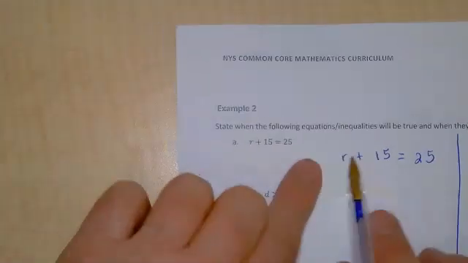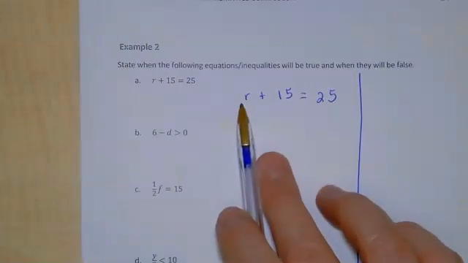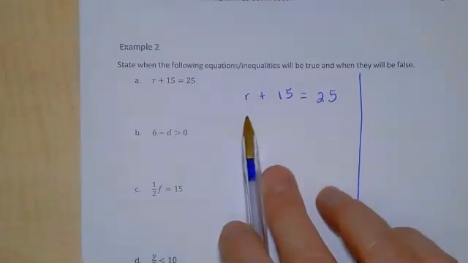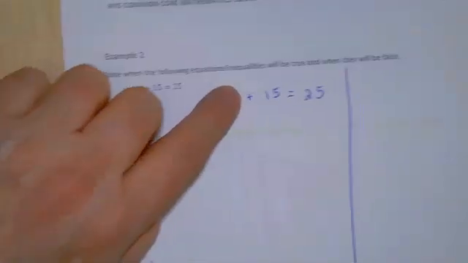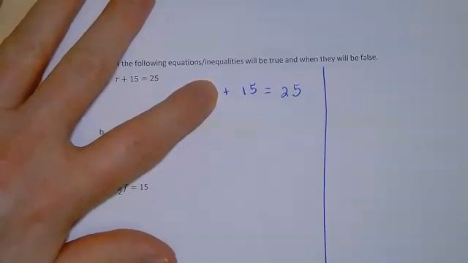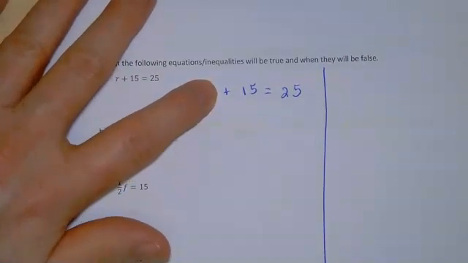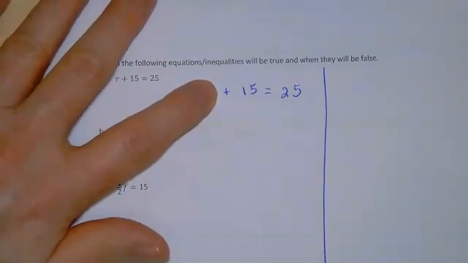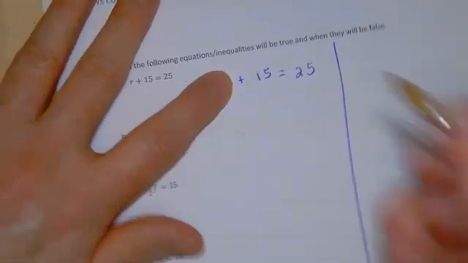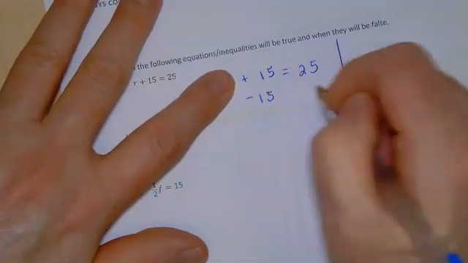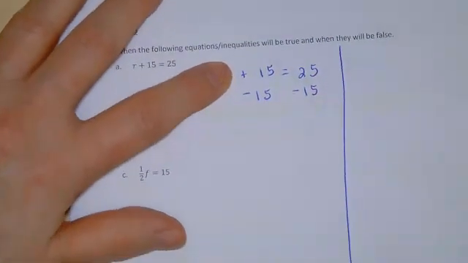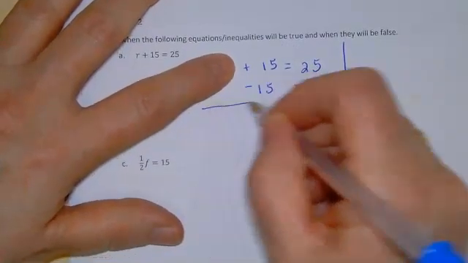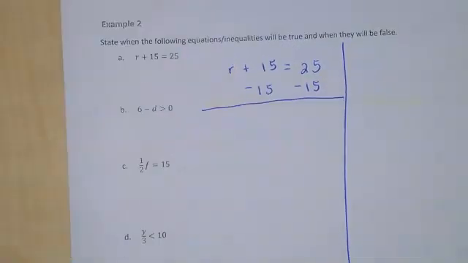Here we go. I want to get r all by itself on this side of the equal sign, which means I have to get rid of plus 15. So who can tell me what's the opposite of plus 15? Alexis. And remember, if I do it to one side, I have to do it to both sides, right? So both sides of the equal sign. And draw a line under it. And now we're going to do our subtraction.